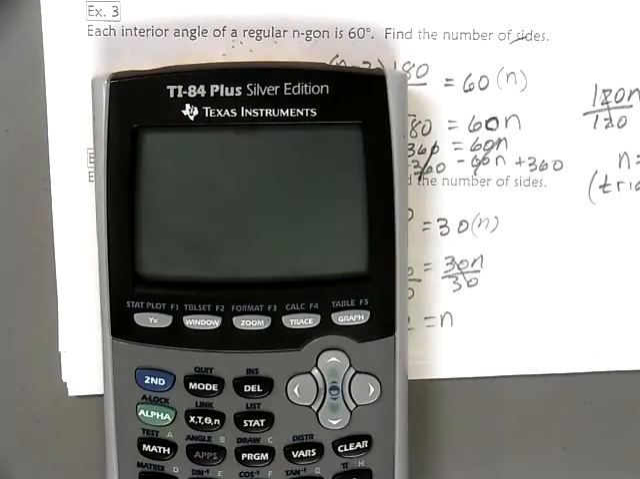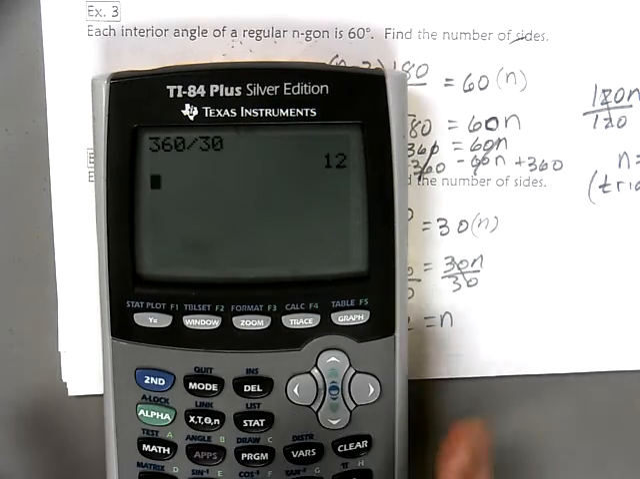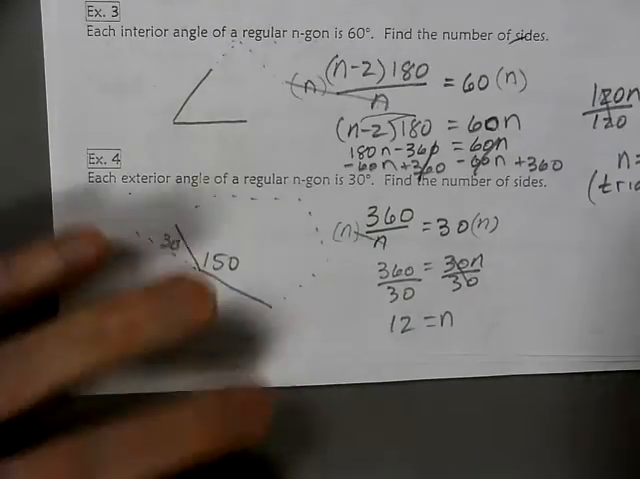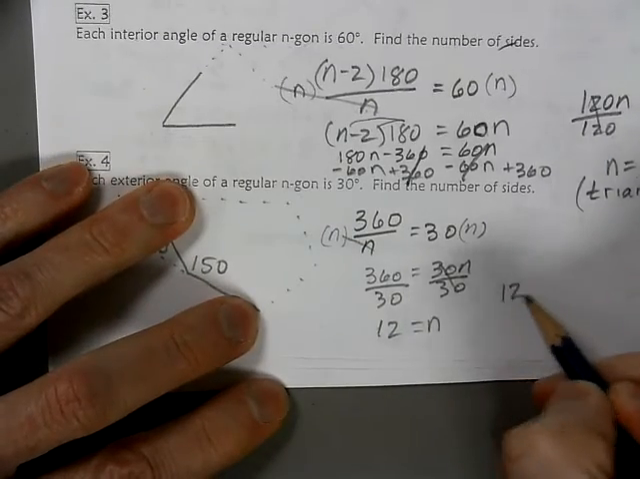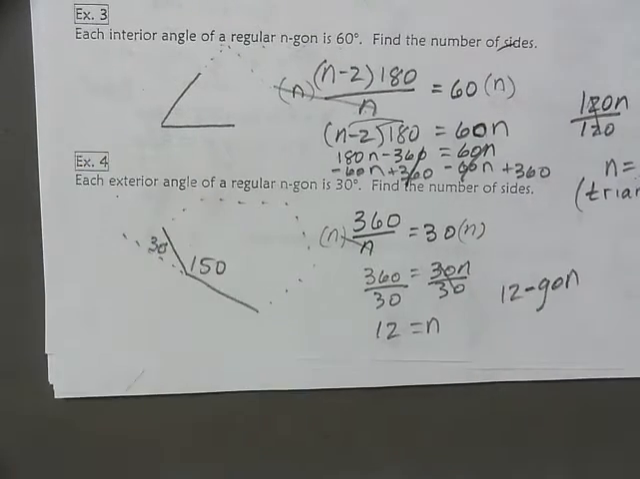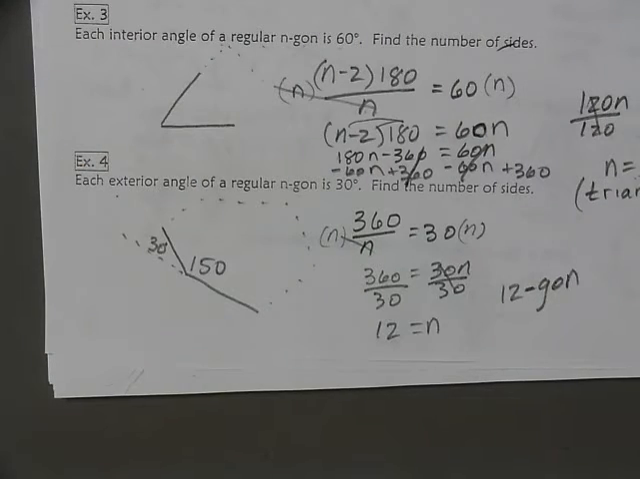We can even try it if we are doubting ourselves at the moment. We have our 360 and we're dividing that by 30. We came up with 12. So there are 12 sides. So what we call that is a 12-gon. Okay? That'll suffice.